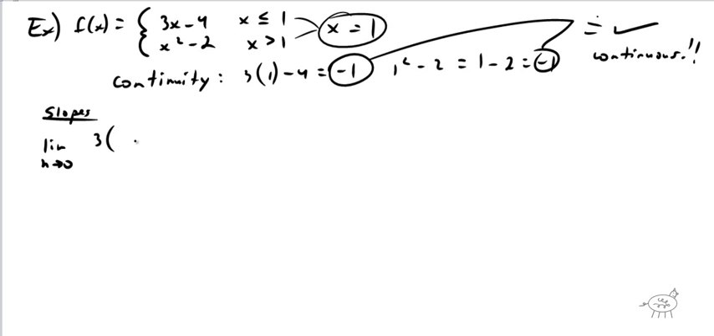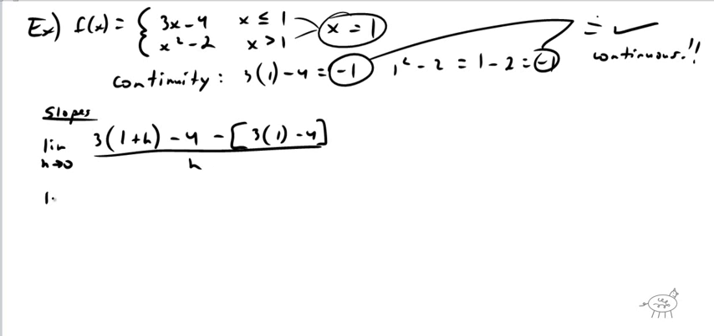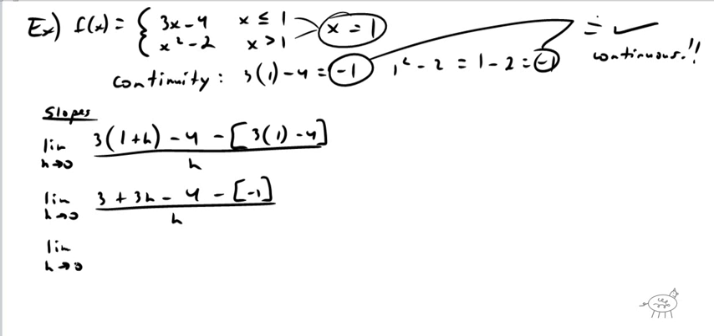You guys should know it's a plus h. So it's 1 plus h minus 4 minus bracket 3 times 1 minus 4, all over h. So limit as h approaches 0 of 3 plus 3h minus 4 minus 3 minus 4 is negative 1, all over h. So limit as h approaches 0, it's going to be 3 minus 4 is negative 1, and that's plus 1 is 0, so I get just 3h over h, which is 3. So there's nothing even to plug in, so the slope of that one is 3.